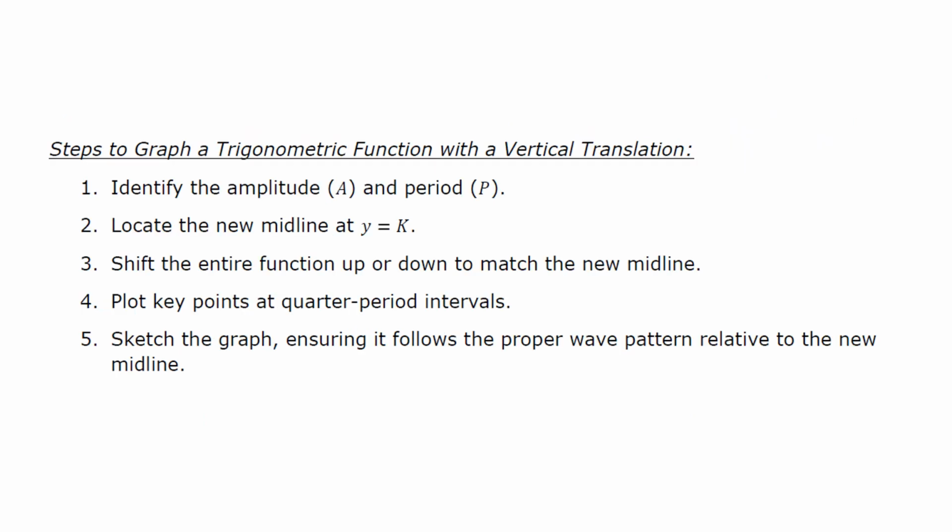So I have some steps here for you. You'll notice that they're very similar to the other steps provided. I've just added in a couple more just for the vertical translation. So we're still going to identify our amplitude and our period, but then we're also going to locate the new midline, which is going to be our k. Then we're going to shift the entire function up or down to match that new midline, and then plot key points at the quarter period intervals or the third period intervals, whatever the graph tells us. And then we're going to sketch the graph, ensuring it follows the proper wave pattern relative to the new midline.